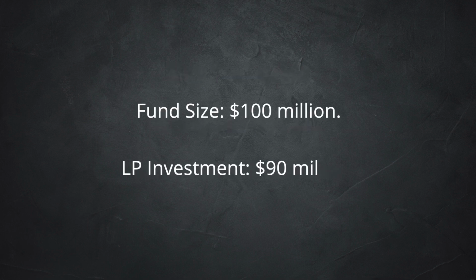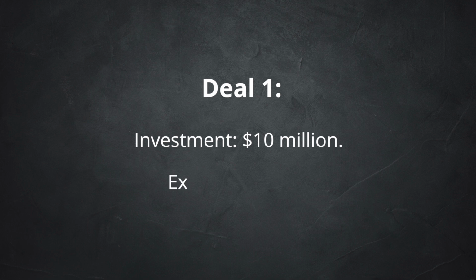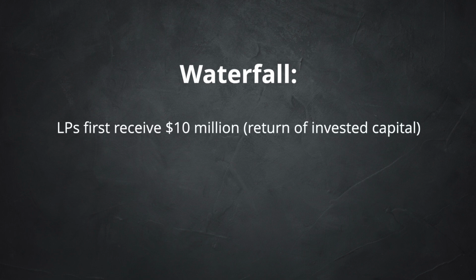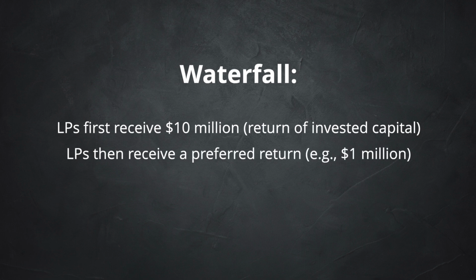So let's again look at a fund size of 100 million US dollars. The LP investment of 90 million. And deal 1 was an investment of 10 million US dollars with an exit of 30 million US dollars. Then we look at the waterfall, and the LP, step number 1 in the waterfall, received 10 million return of investment capital. Then we will calculate the preferred return only on that capital, which in this case means that we're talking about 1 million in preferred return.